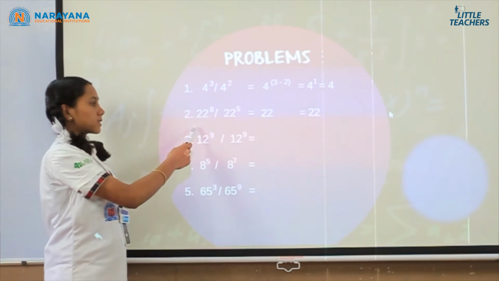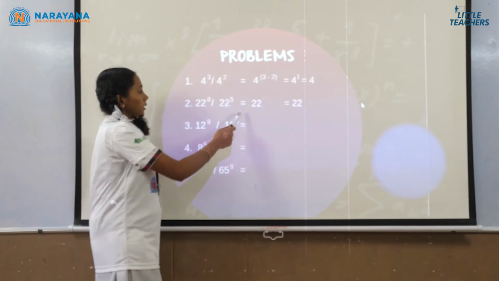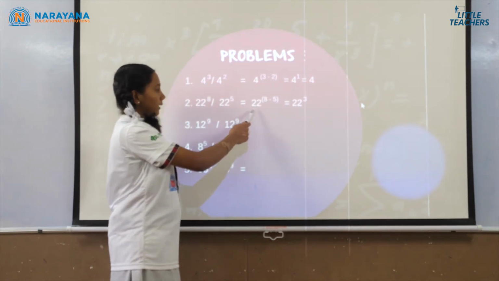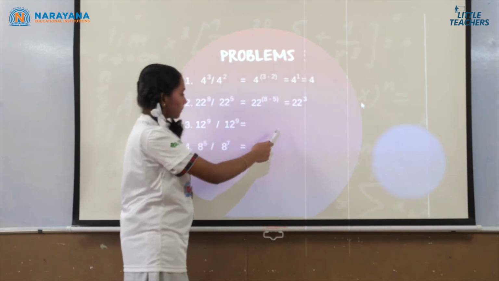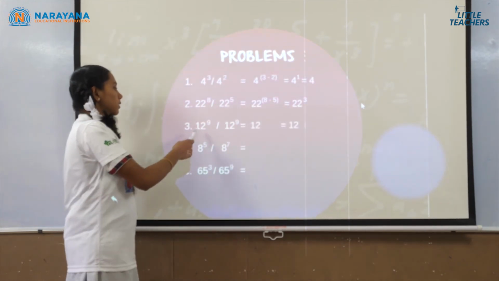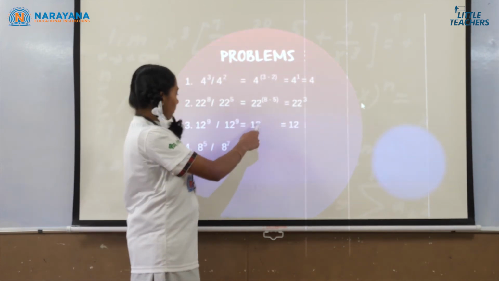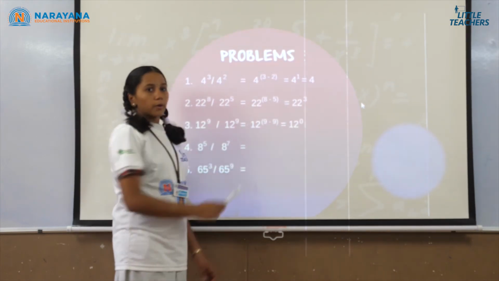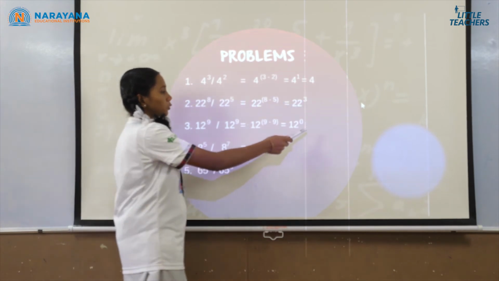The second exercise is 22 power 8 by 22 power 5. The bases do not change and we have to work out with the powers. So 22 power 8 minus 5 gives 22 power 3. The next one is 12 power 9 by 12 power 9, which is equal to 12 power 9 minus 9, which gives 12 power 0. Any number power 0 gives 1. So 12 power 0 is equal to 1.